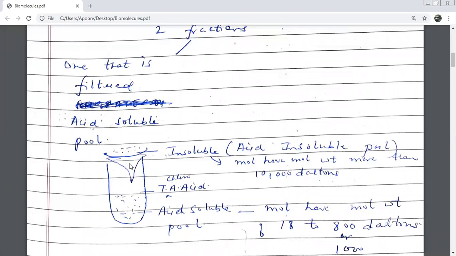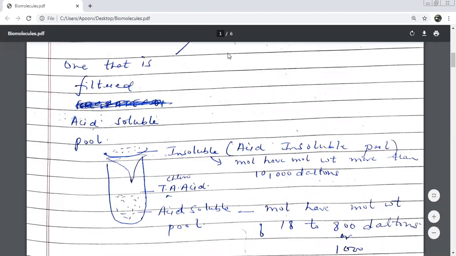Which acid did I take? Trichloroacetic acid. So this is my beaker. I had filled trichloroacetic acid. I got two parts. This is the acid soluble pool, the one which is dissolving in the acid. And over here, on the funnel, this is the acid insoluble pool.